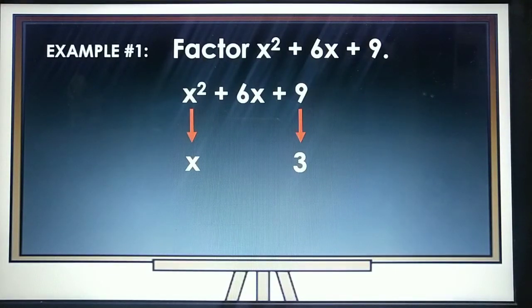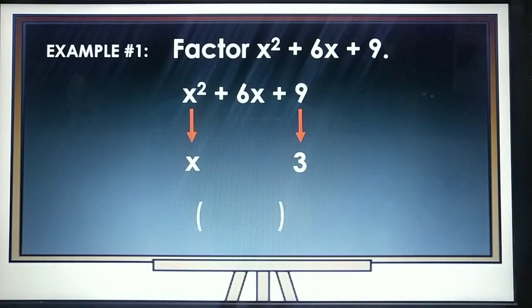Let's check if this trinomial is a perfect square trinomial. We will multiply x and 3. The answer is 3x, and we will multiply it by 2. 2 times 3x is equal to 6x, which is equal to the middle term of our trinomial. Then we could say that this trinomial is a perfect square trinomial. So let's factor it.